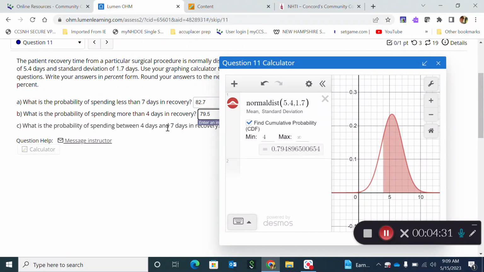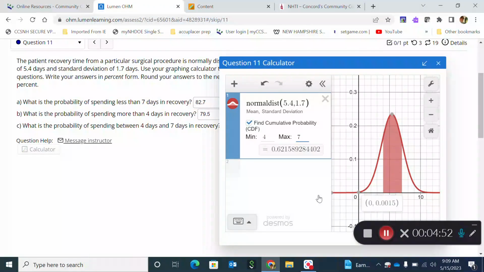And then the last piece of this is between 4 and 7. So I'm going to leave my minimum at 4, go to my max of 7. And now you can see the graph shows between two values, 0.6215. That's the area between those two values, which makes a lot of sense because of our understanding from the empirical rule, how much percentage is in the center of that graph.